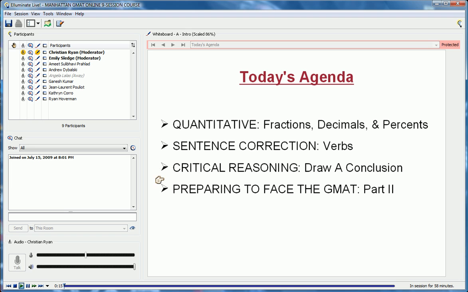Critical reasoning, draw a conclusion. And finally, a quick follow-up on the email I sent today about now that you've taken a couple of practice exams, ideally, what do you do with that information and any other information about how you've been doing so far. So with that, I will kick it to Emily.